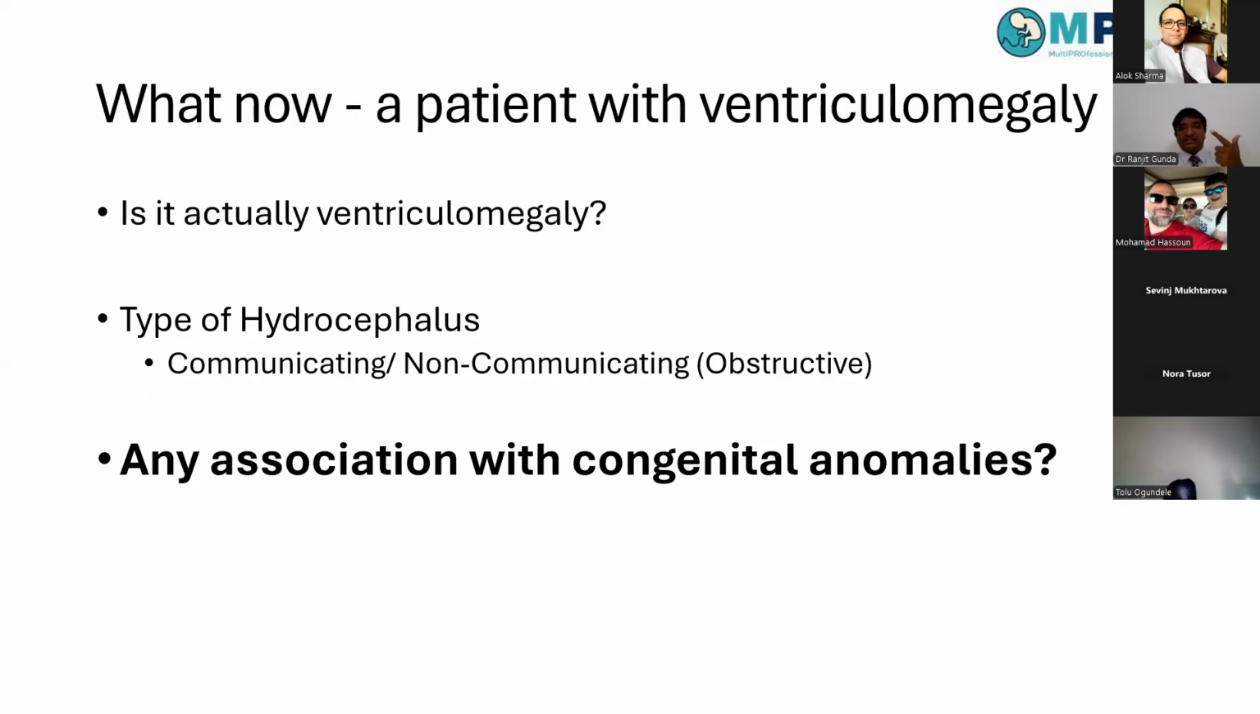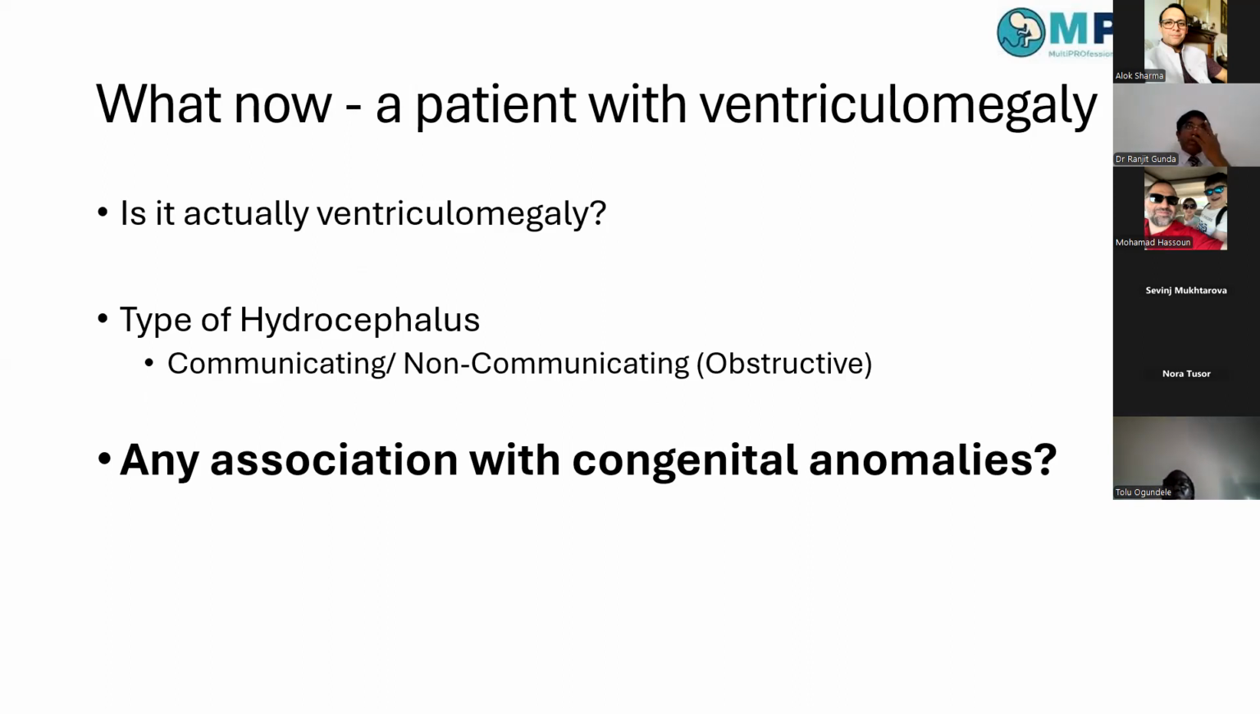So the first question we want to ask: is it ventriculomegaly? The second question: is it communicating or non-communicating? Then the third question: is there any association with congenital anomalies? Especially if you're talking about non-communicating hydrocephalus, then you might be dealing with congenital anomalies.